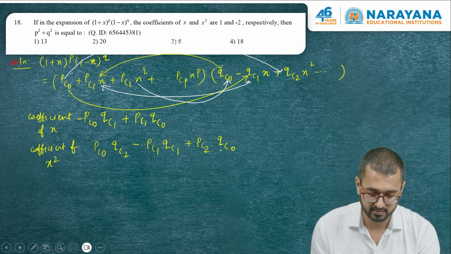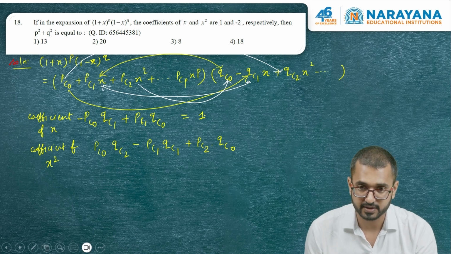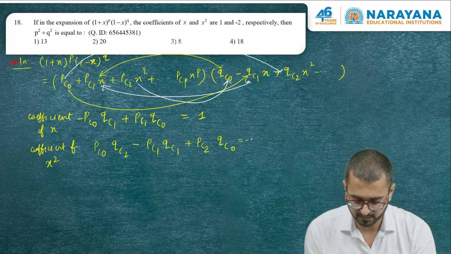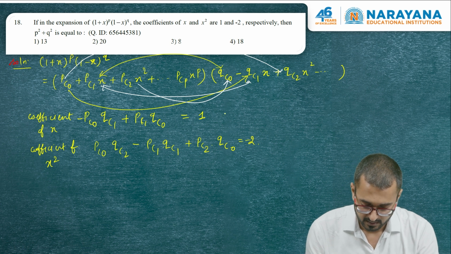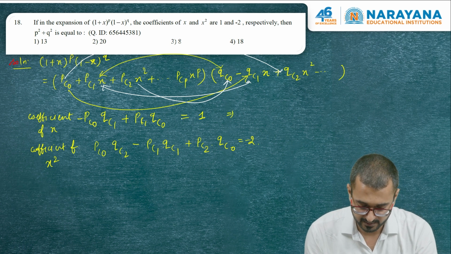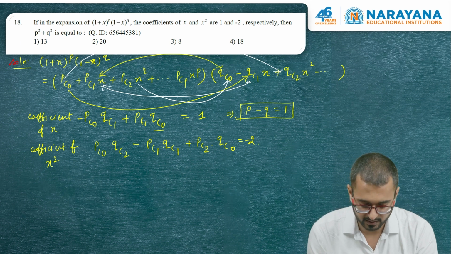So yes, we have all these things given. The coefficient of x is given to be 1 and the coefficient of x square is given to be minus 2. So let's get two equations from here. pc0 is 1, qc0 is 1, pc1 is p, so p minus q we get 1. Now let's simplify this one.